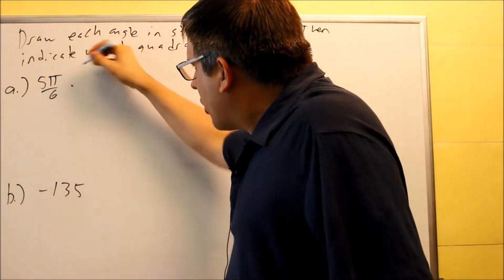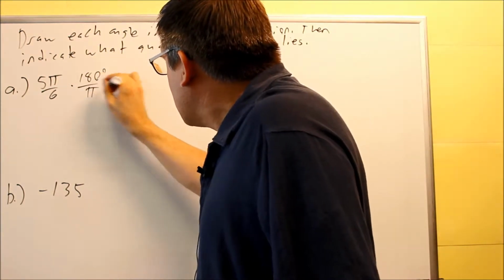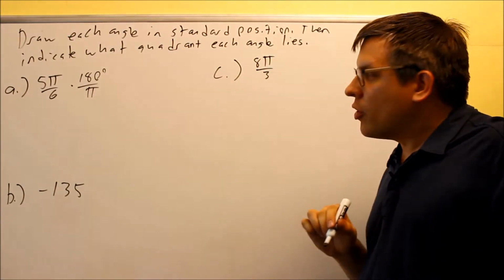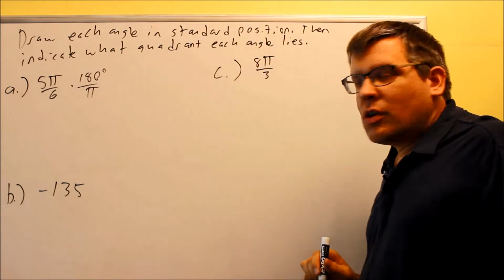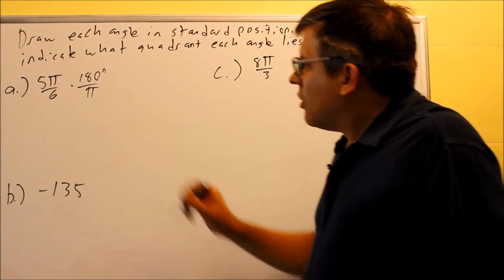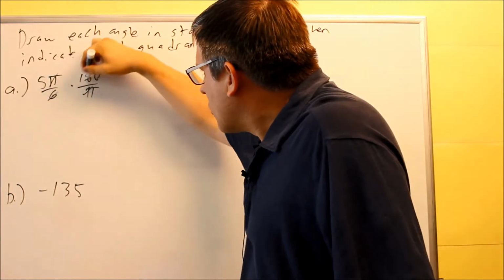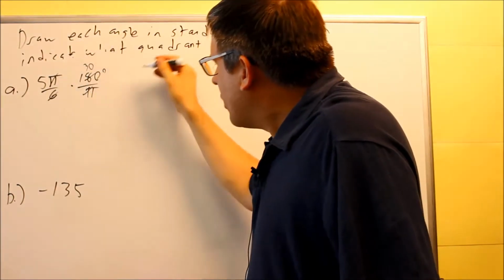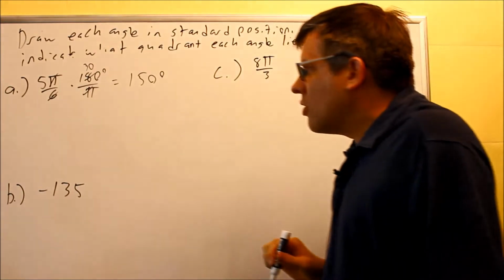So to do that, we're going to multiply this by 180 over pi. We talked about that before, how you convert from radians into degrees. That's your conversion factor we're going to use here. The pi's are going to cancel, so we cancel those out. 6 goes into 180 30 times, which means that you get 150 degrees as a result.